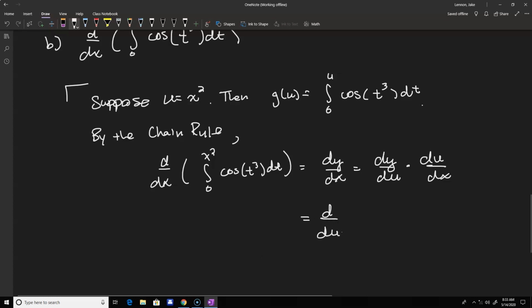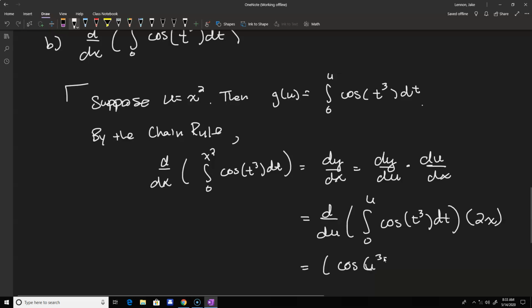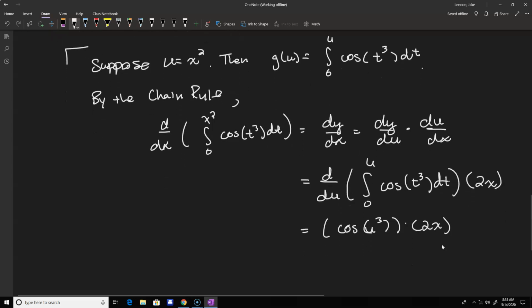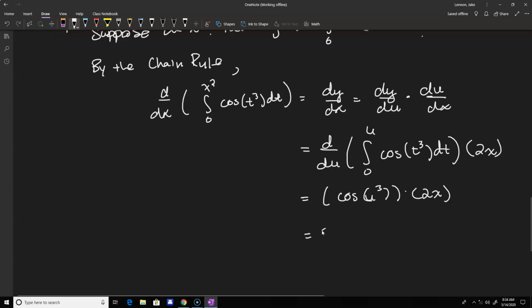So what essentially we're left with is the derivative with respect to u of the integral with the substitution we made, times that 2x quantity. Okay, and we know that since we just have u in the integral, that would replace the value of t. So we would just get the cosine of u cubed times 2x, and we can replace u because we know that u really is just the value of x squared. So what we have here is 2x times the cosine, and u was x squared, so we have x squared quantity cubed.